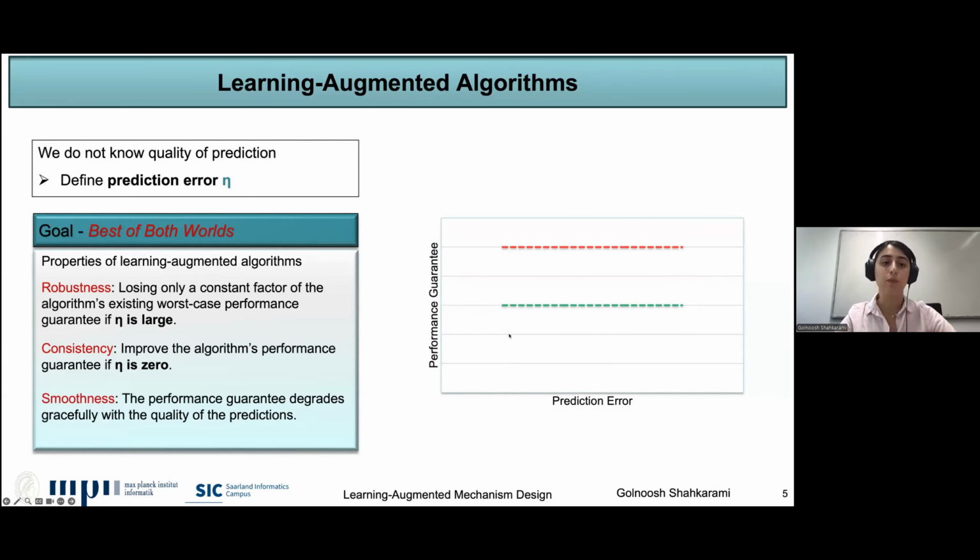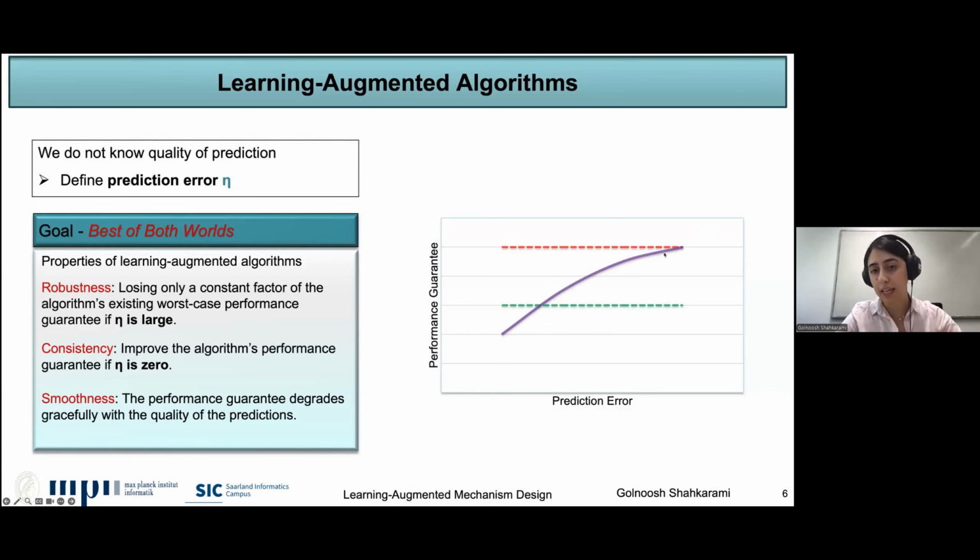But ideally, we would like to have smoothness, which means that we would like to have a performance guarantee which degrades gracefully with the quality of the prediction. So to summarize, we are looking for an algorithm with a performance guarantee that looks like this purple line. If the prediction error is 0, we want to be below the green line.